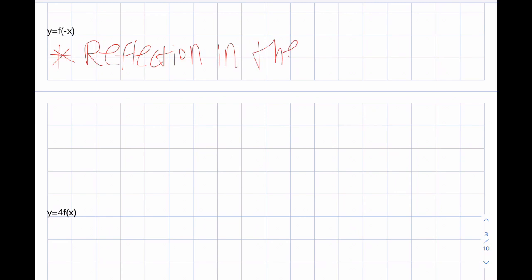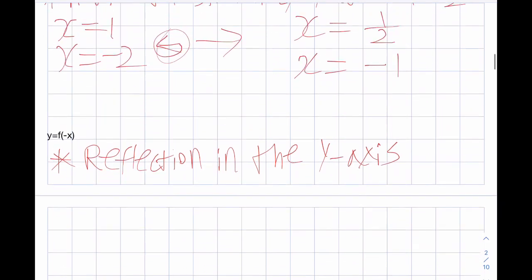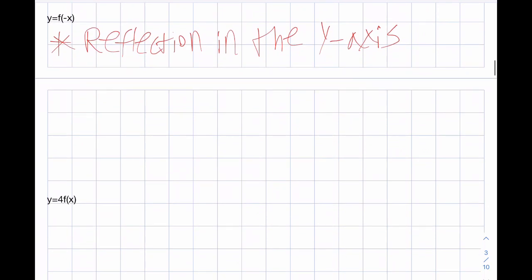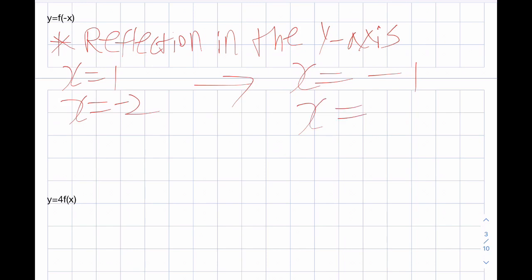Alright, let's look at the next transformation. It is y equals f of minus x. Here our transformation was a reflection in the y-axis. So that means that we have to put a negative sign on the x values. Our original zeros of f of x are x equals 1 and x equals negative 2. Now, since it was reflected in the y-axis, our zeros will be negative 1 and 2.